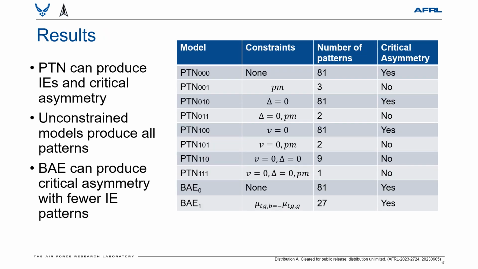The table on the right shows the results from the parameter space partitioning analysis for all 10 submodels under consideration. The constraints for each submodel are listed in the table. We identified 3 interesting findings. First, to answer our primary research question, the PTN can produce interference effects, including the critical asymmetry. Second, unconstrained versions of the PTN and BAE can produce all 81 patterns. Third, the BAE can produce the critical asymmetry with fewer other patterns.